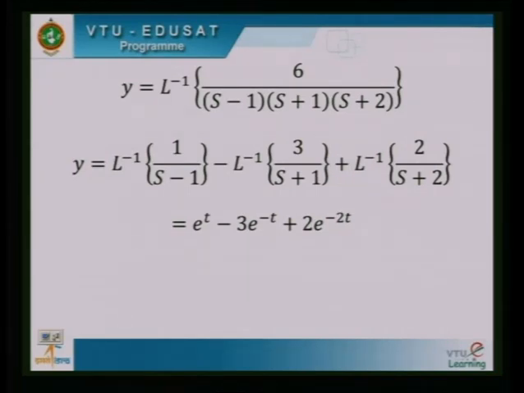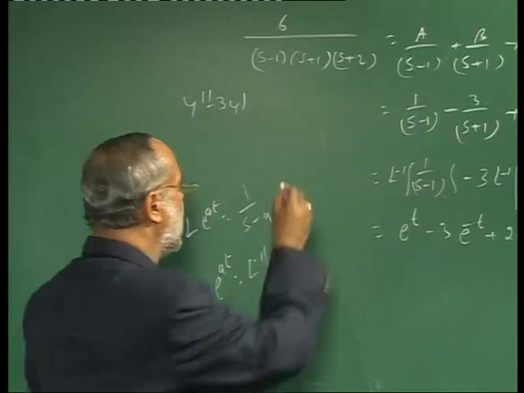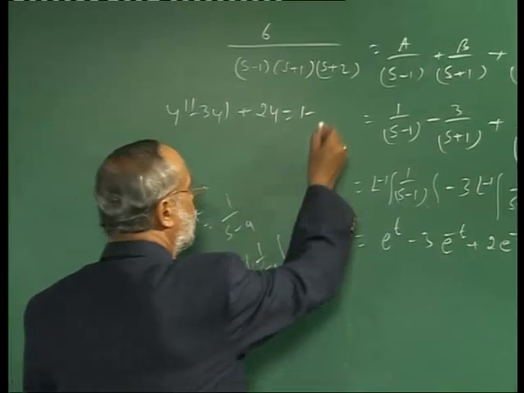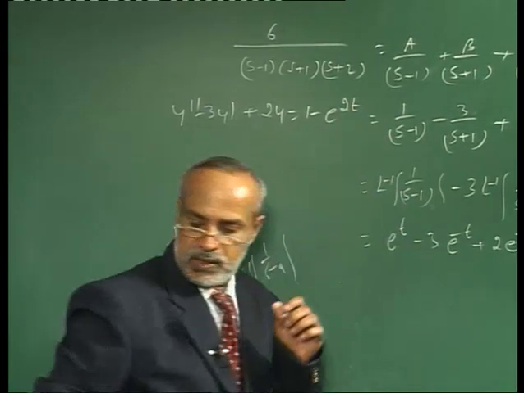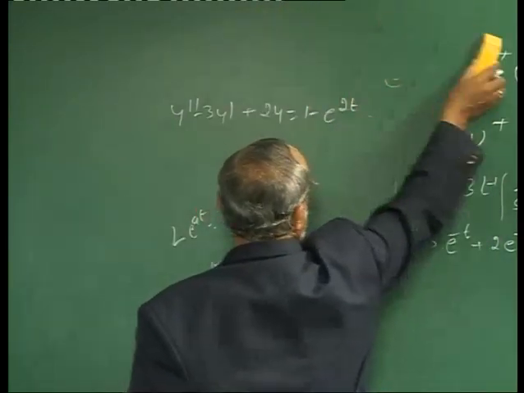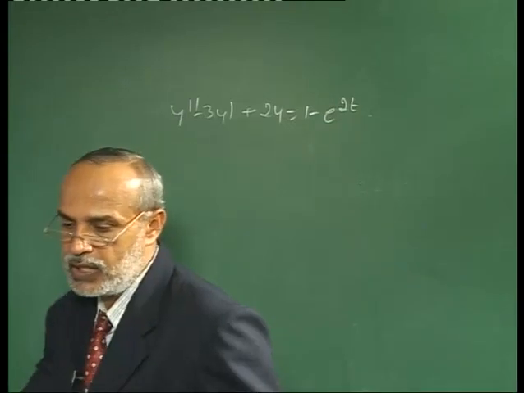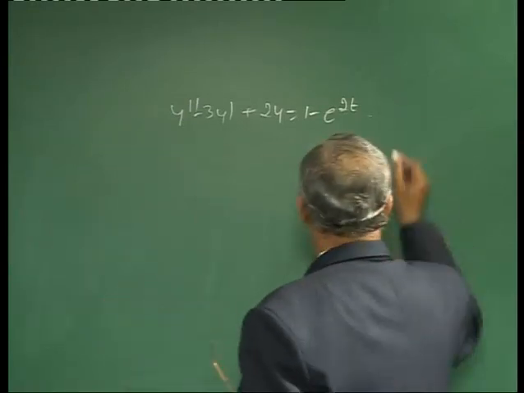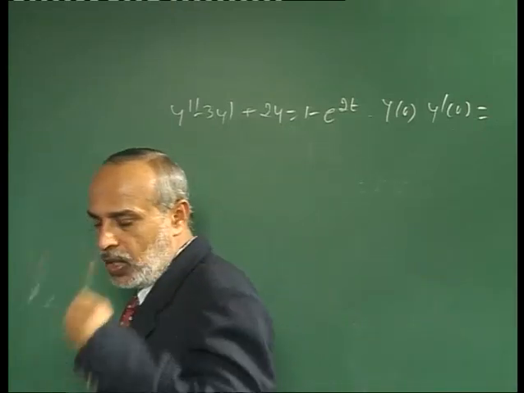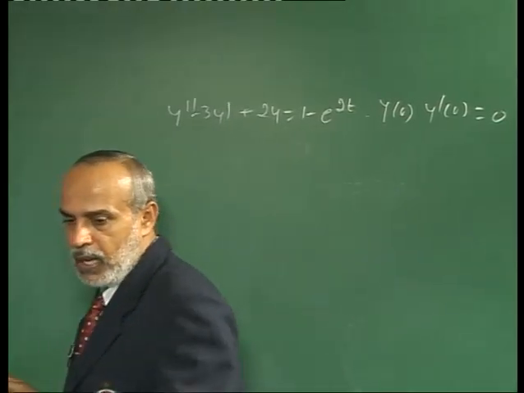Solve the differential equation y double dash minus 3y dash plus 2y is equal to 1 minus e to the power of 2t, under the conditions y of 0 equal to 1, then y dash of 0 equal to 0. You can solve by Laplace transform method.